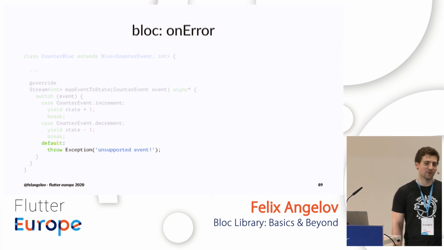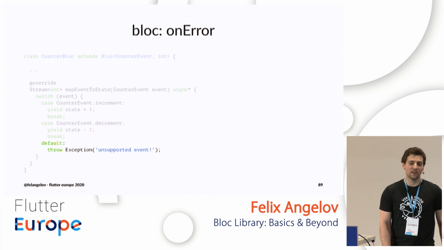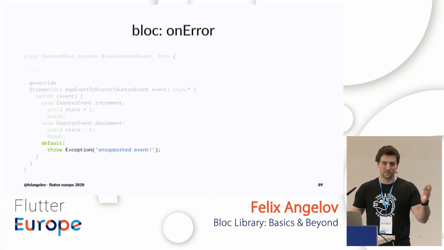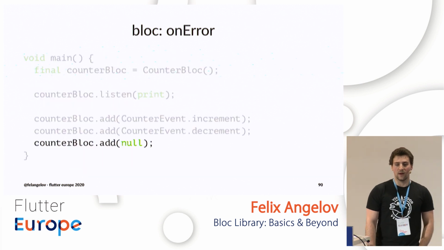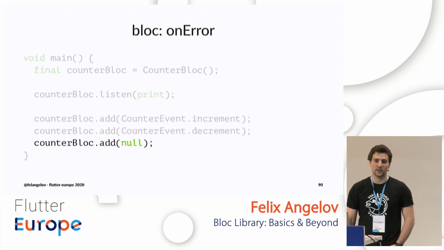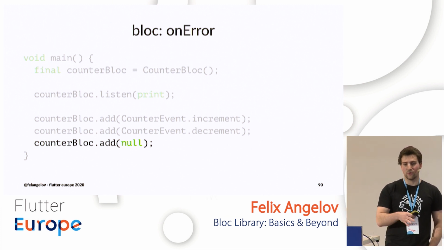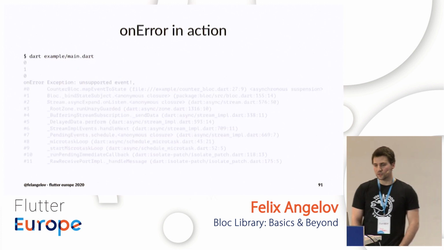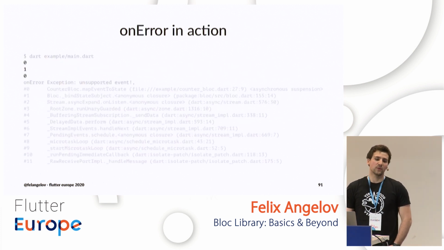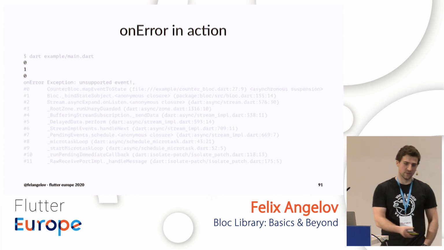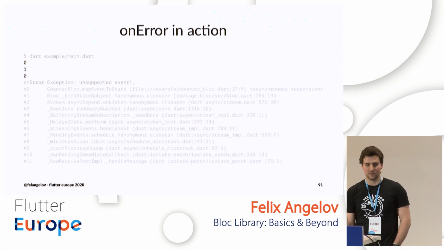So we have to go back to our counter block and let's add a default. If we don't get an increment or a decrement, let's just throw an unsupported exception, just for the sake of this example. Then if we go back to our main, at the very end, after we add our first two events, we can add null. That should force our block to go to the default and throw this exception, and we can see what happens. Now if we run all of that code, we'll see we get our states: initial, the incremented state, and then the result of the decrement.